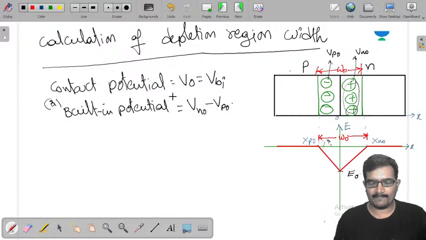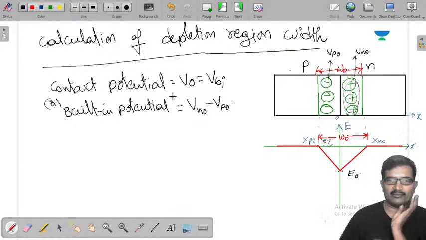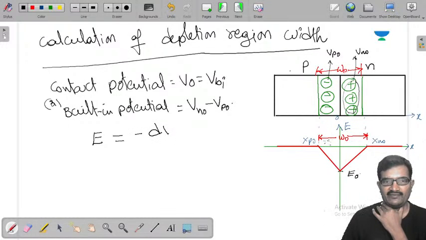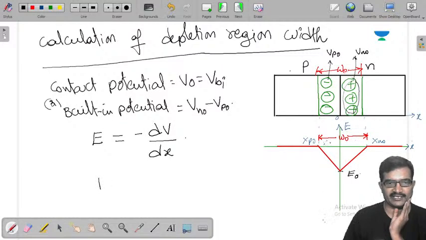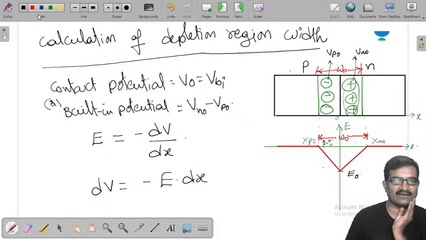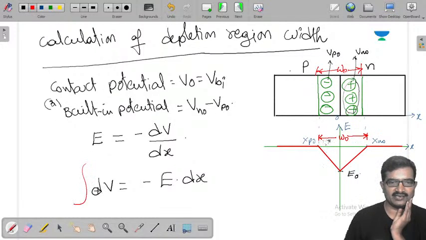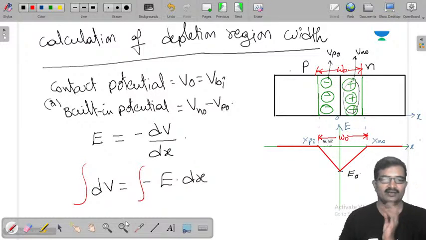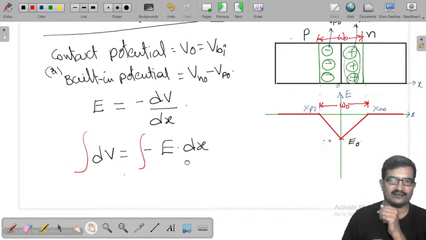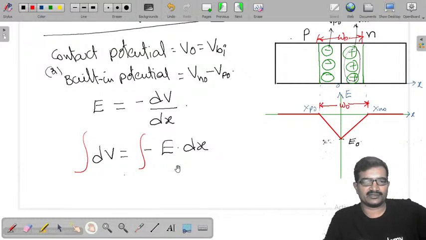Okay, just keep it. Now I am moving my attention to the electric field. We've written our equation for electric field as E is minus dV by dx. From this I am taking dV is minus E into dx, and after that I am applying limits on this. Now just apply the limits to this.